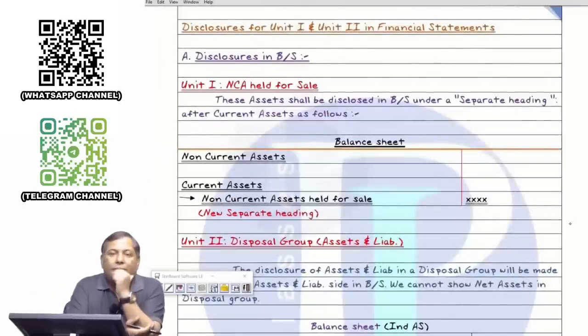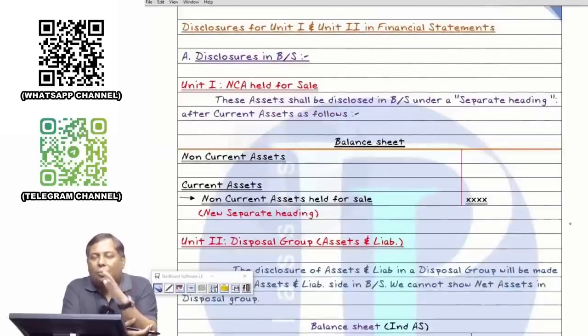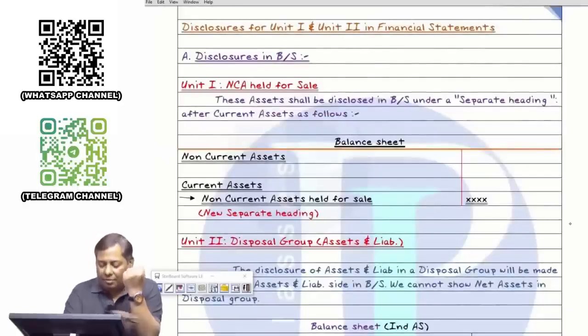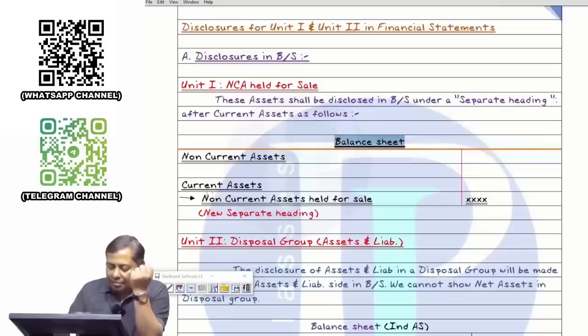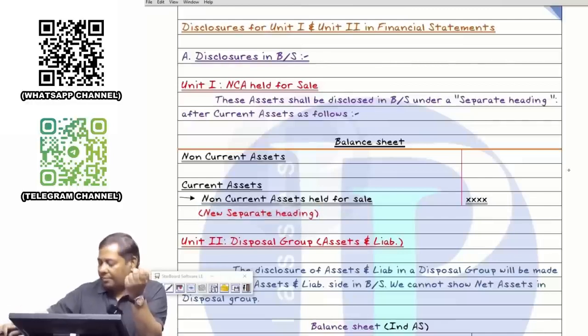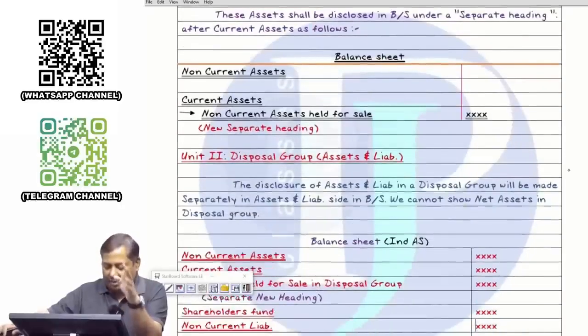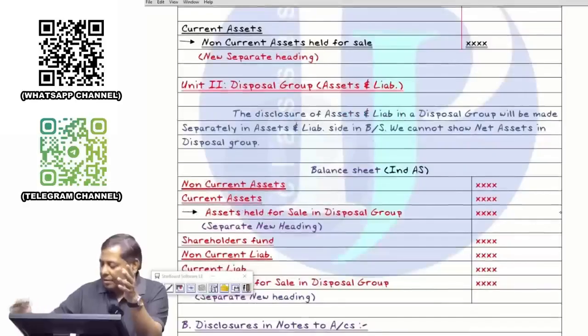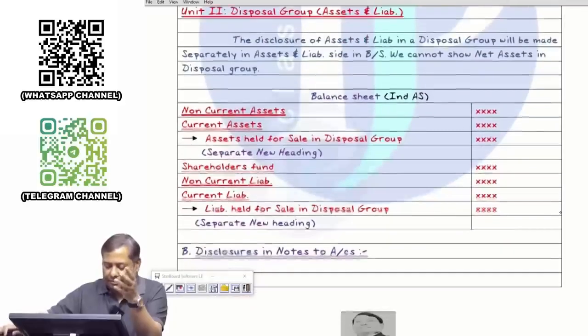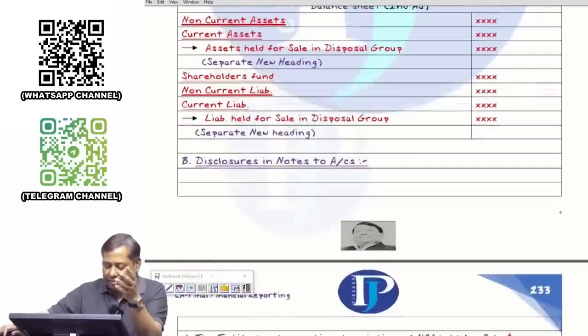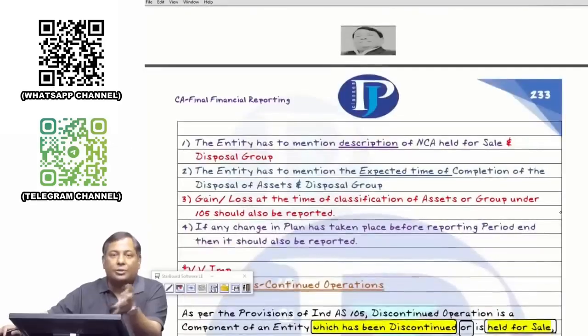Now comes the disclosure. In unit 1 and 2, we will discuss about the disclosure. Now see, this is the balance sheet. In the balance sheet, after current assets, you will add a new heading called non-current assets held for sale. This is your new separate heading. This was taught in balance sheet itself. Read about the disclosure from copy. Everything is there. This is balance sheet presentation. Here are the notes for the accounts disclosure.